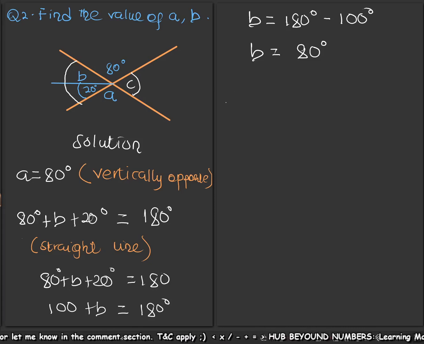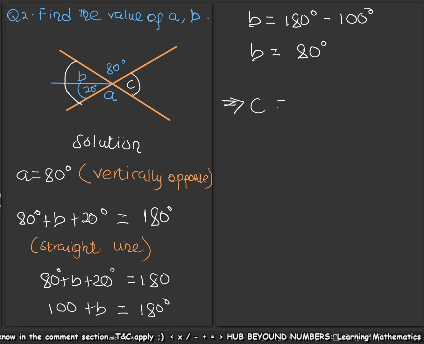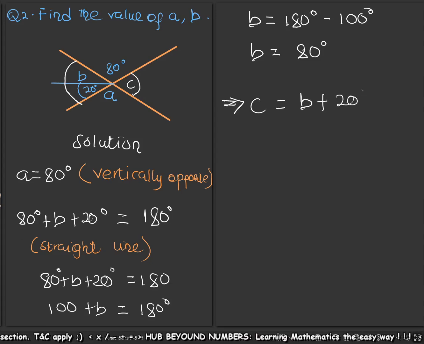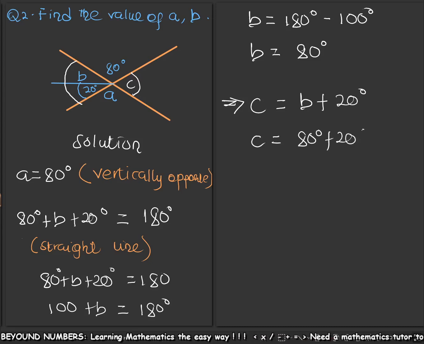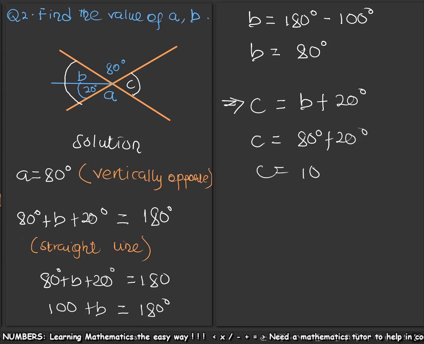You get it? So it implies that C is equal to B plus the 20 degrees because they are vertically opposite. Hence, C would be equal to the 80 degrees plus 20 degrees, and C is 100 degrees. Irrespective of the question that has been asked, make sure you identify a property that is going to help you arrive at your answer. That is the most important thing.